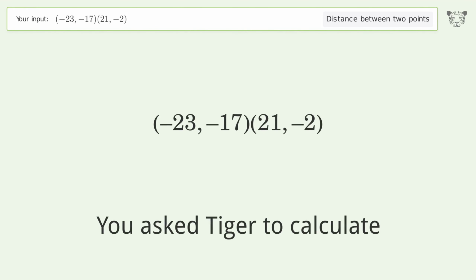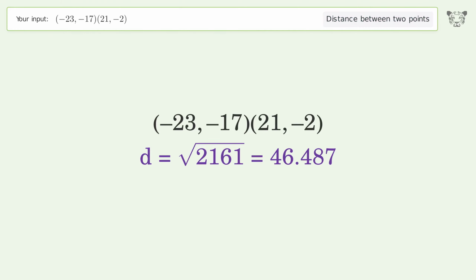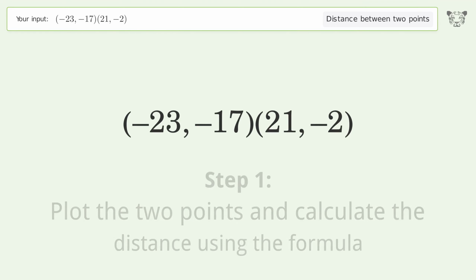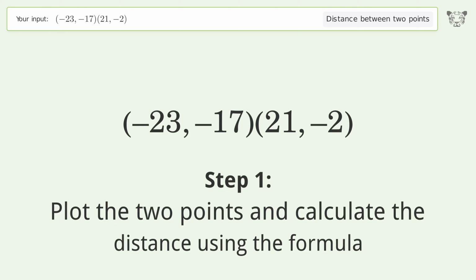You ask Tiger to calculate. This deals with the distance between 2 points. The distance between the 2 points is the square root of 2,161, or 46.487. Let's solve it step by step. Plot the 2 points and calculate the distance using the formula.